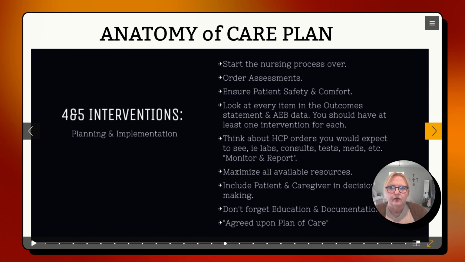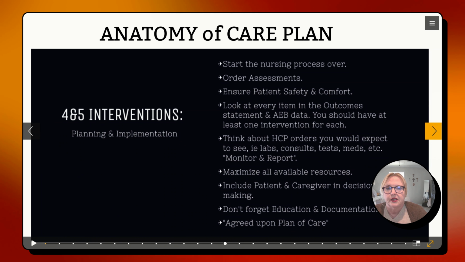Okay, so steps 4 and 5 are your interventions, and that is the planning and implementation. So when you get to this step, basically we're starting that nursing process over again. Start with assessments. What assessments are you going to order? So remember from part 1 of the series, our care plans are us leaving instructions for everyone else that's going to take care of the patient after us. So you're going to have to tell them, well, we're going to do a focused physical assessment on a neuro or mental health status every 8 hours. So be very specific. This is you telling someone else how to take care of the patient when you're not there. Ensure that there is patient safety and comfort.